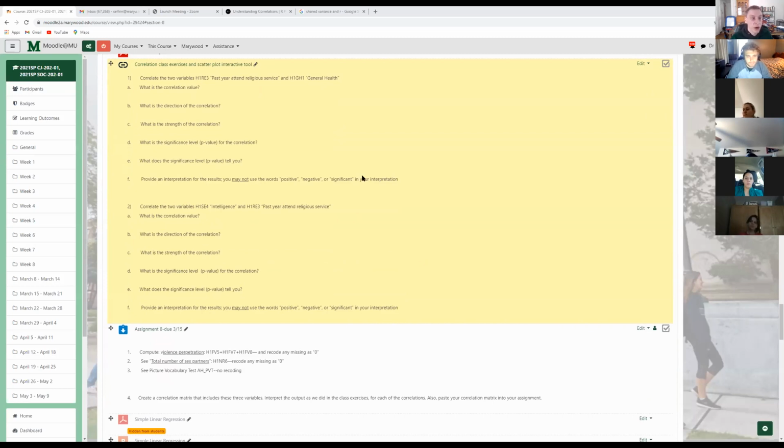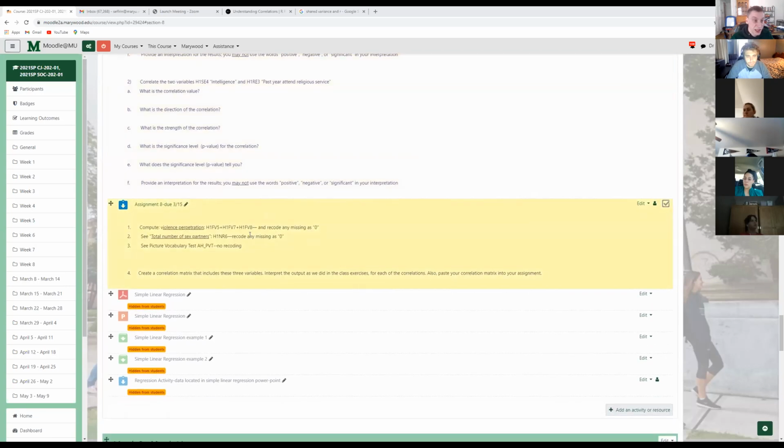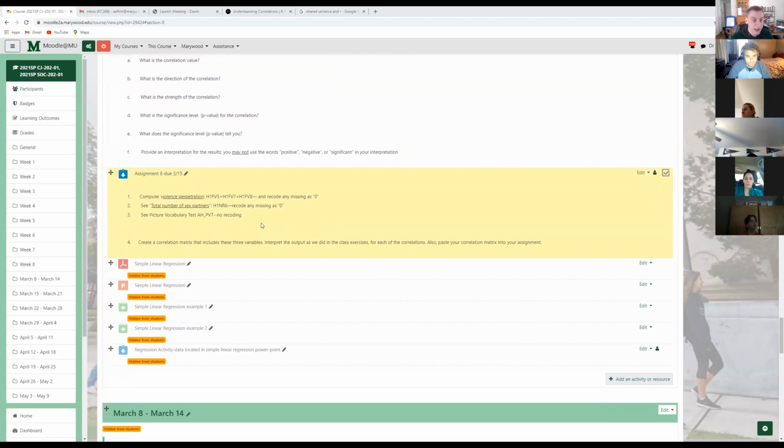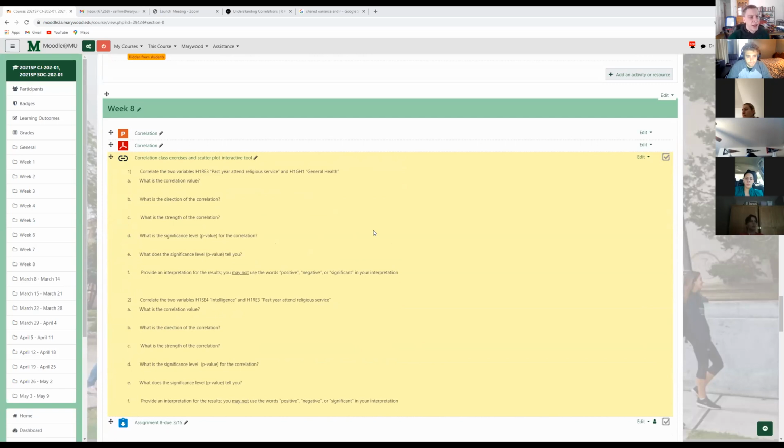And so we've already done this with the example from the PowerPoint, but this is from AdHealth. These are variables from AdHealth. And then there is also assignment 8, which is due on Monday the 15th, so you can take a look at that. That's already posted on there. So anyway, this variable, past year attend religious service, and general health, the relation between these two variables. We should be able to answer the questions for all this.